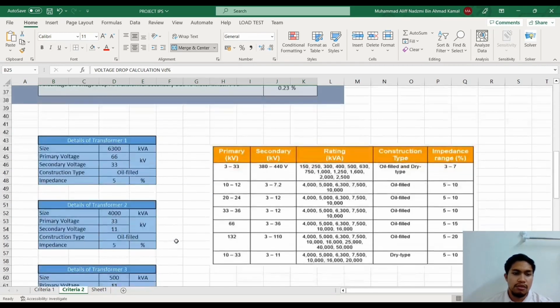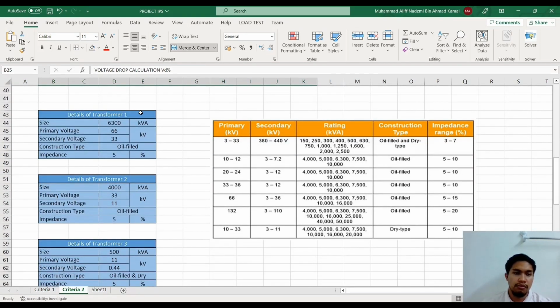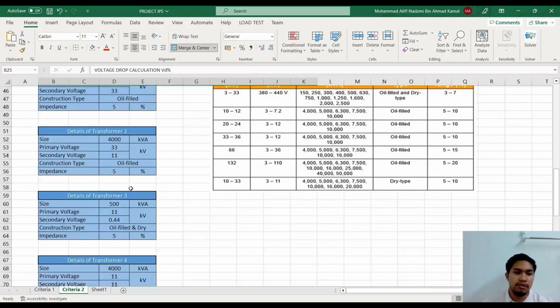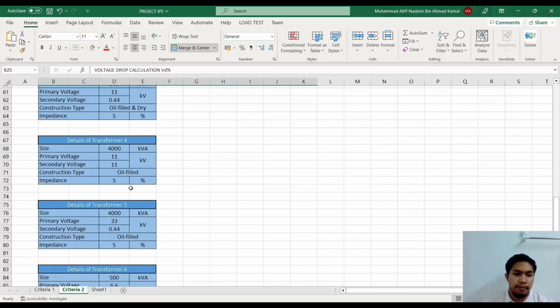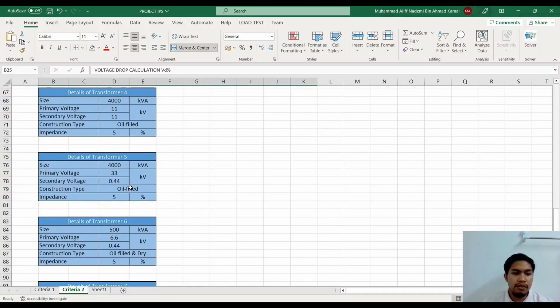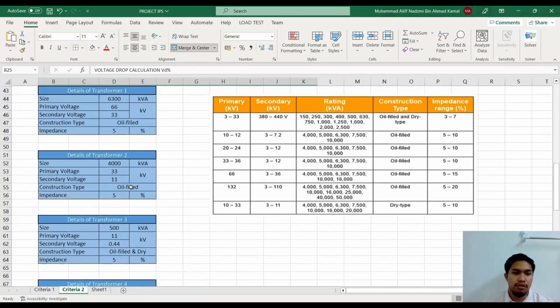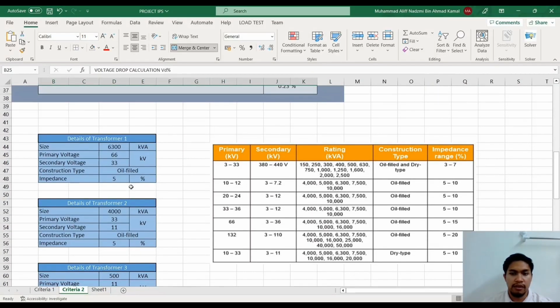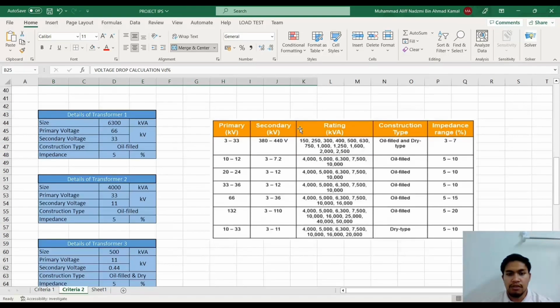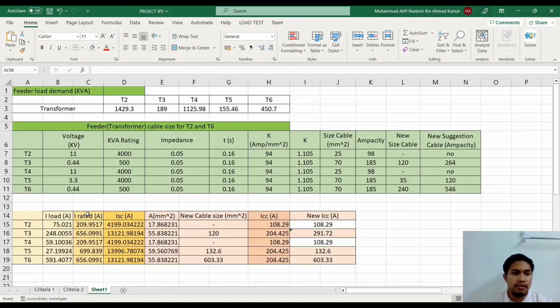Here are the details of the transformers that we have chosen, from transformer 1 until transformer 6. There are two types of construction that we have used, which are oil filled and dry type. Here is the table that we referred to for the selection of the transformer details.